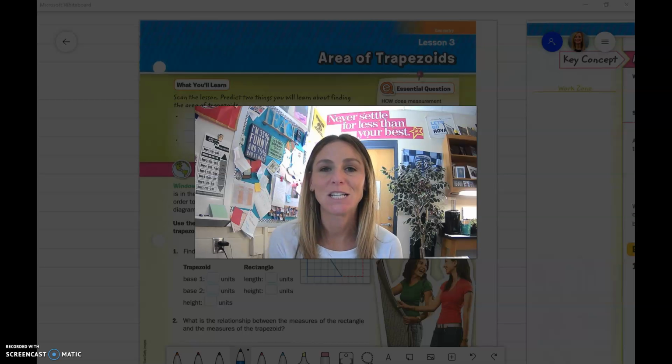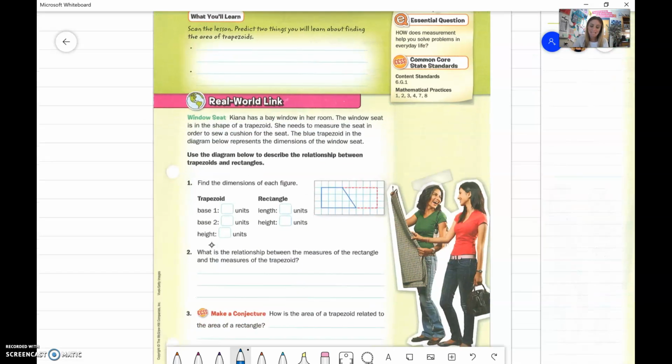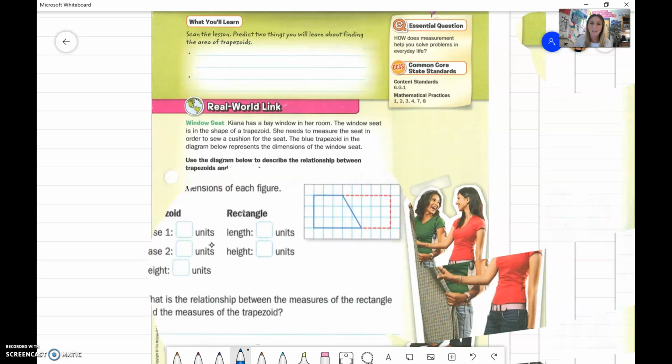Hello, 6th grade mathematicians. We're going to get started right away on area of a trapezoid. Your book needs to be open to page 685, so that we can get through this. We are starting on this first page because I want you to be able to see the relationship of a trapezoid in relation to a rectangle.